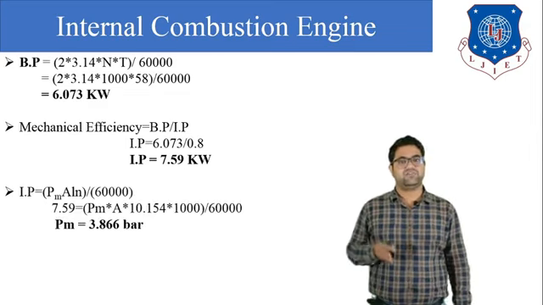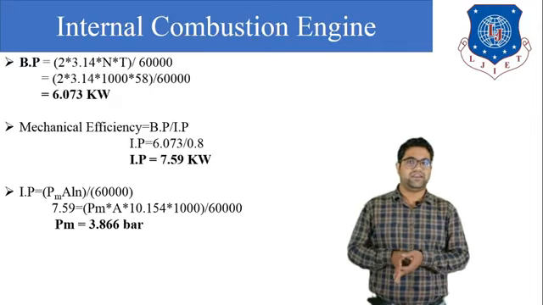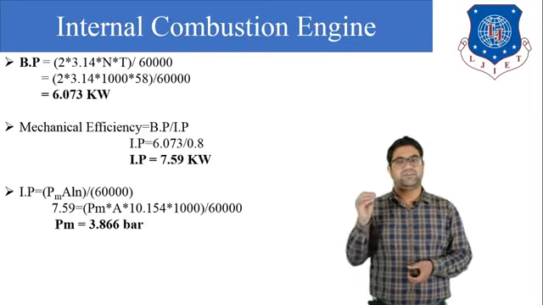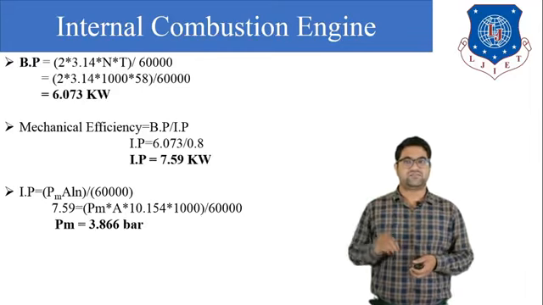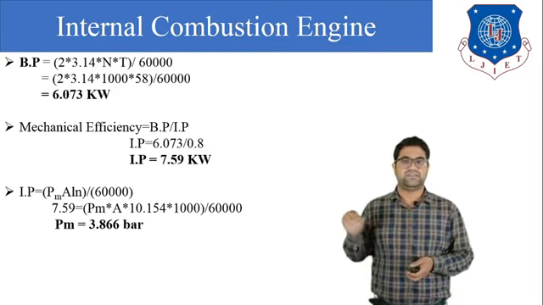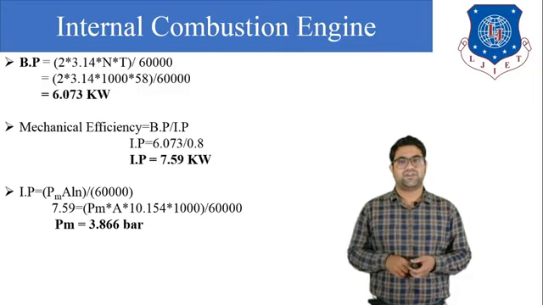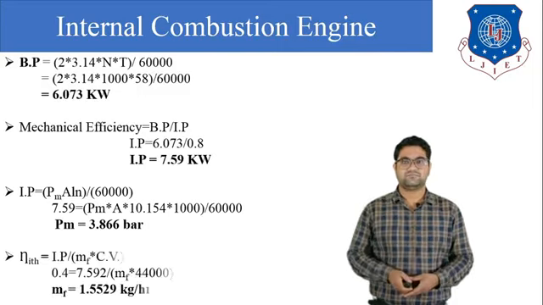Now next we have to find the mean effective pressure. So we know the formula of the indicated power, that is P L A N divided by 60,000. Here PM is the mean effective pressure. If we put all the values, then we get PM equals 3.866 bar. Okay, so this is the value of mean effective pressure.